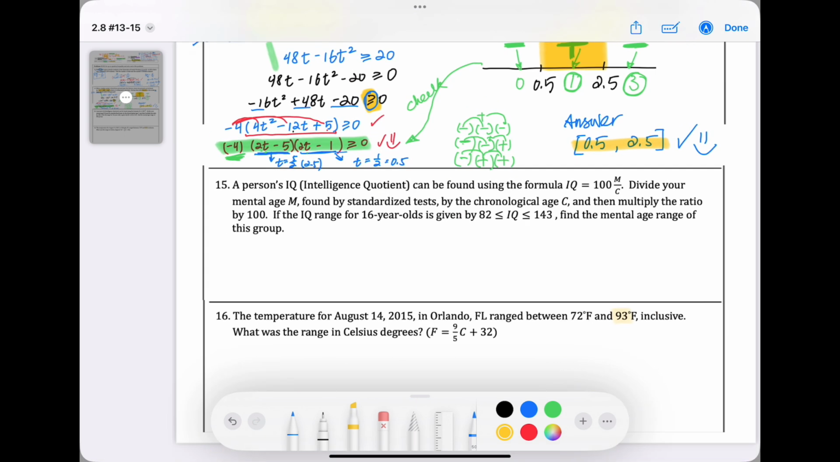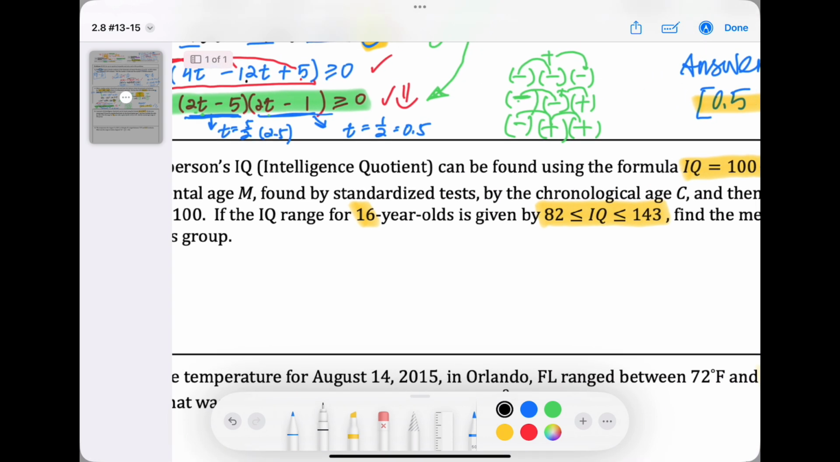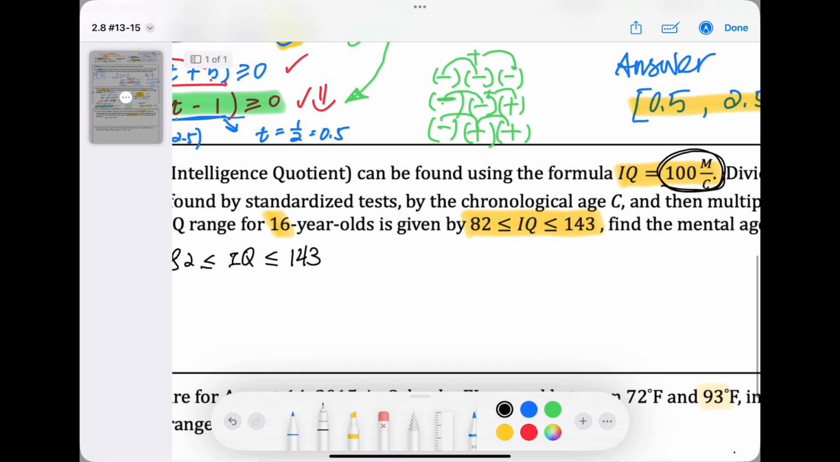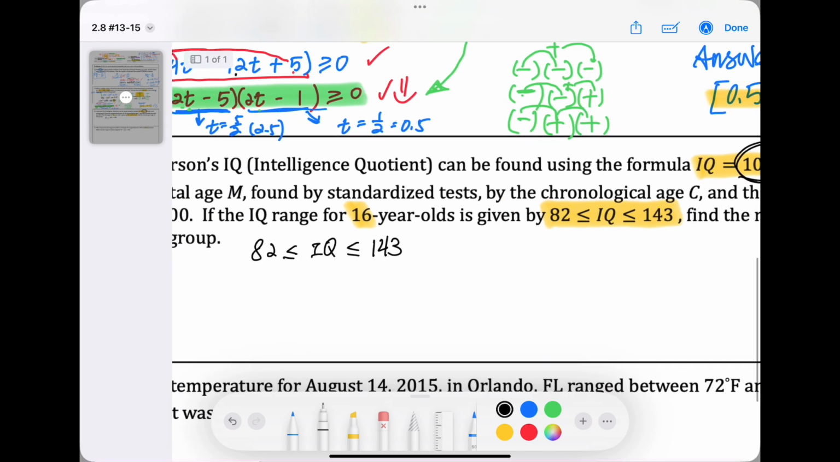Number 15. A person's IQ. Okay, so it gives us a formula for IQ, and then blah, blah, blah, C and M. Oh, I know 16 years old is my C value, and it gives us an interval from 82 to 143. So what do we say? We are math people. We care about what? Numbers, right? So given 82, it's my IQ. This is given to us. And we know that my IQ formula is equal to 100 times m over c. So I'm going to replace my IQ with this formula, 100 times m divided by c.